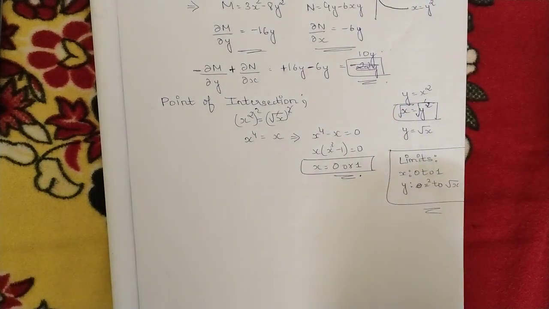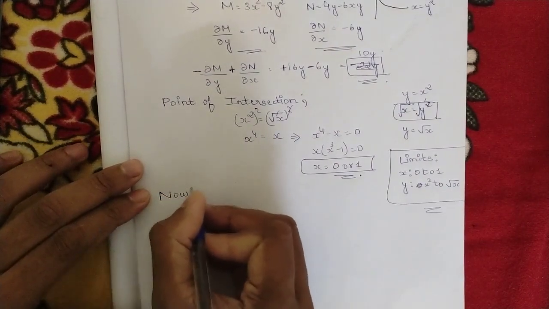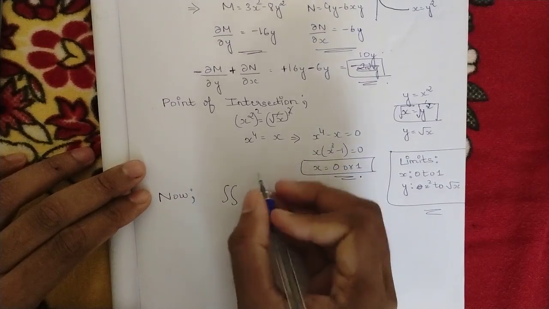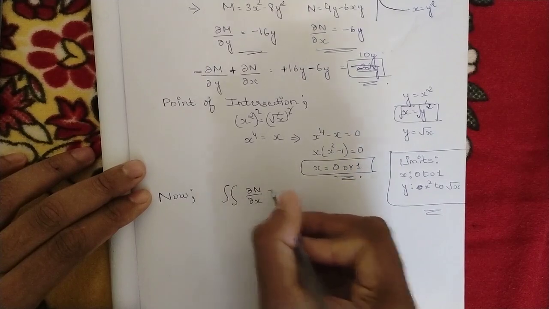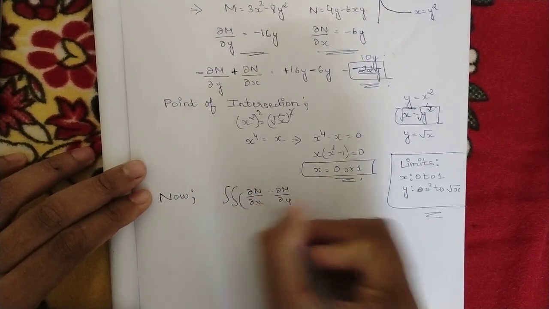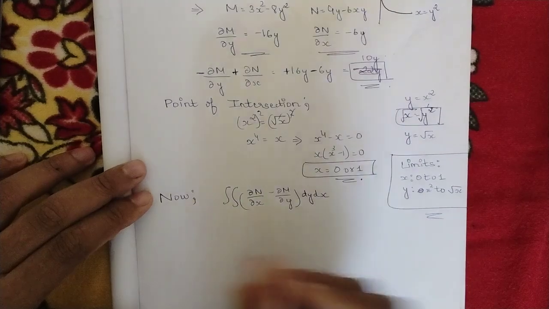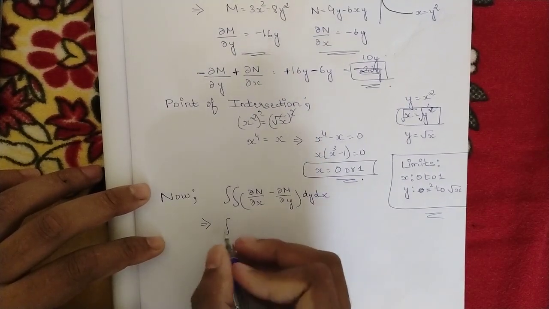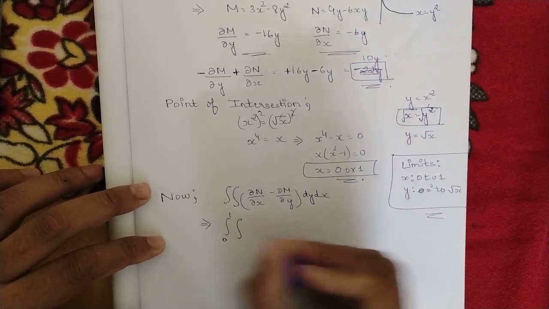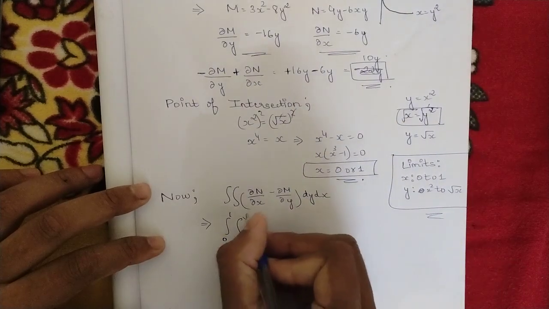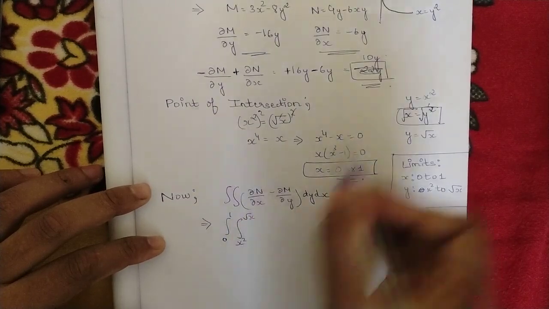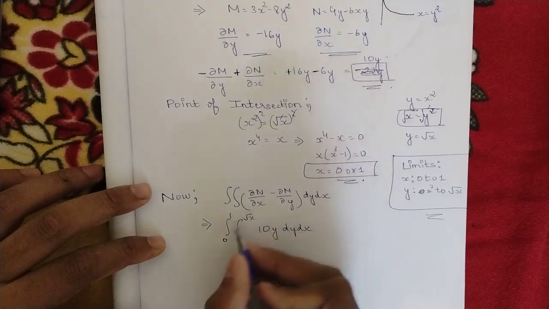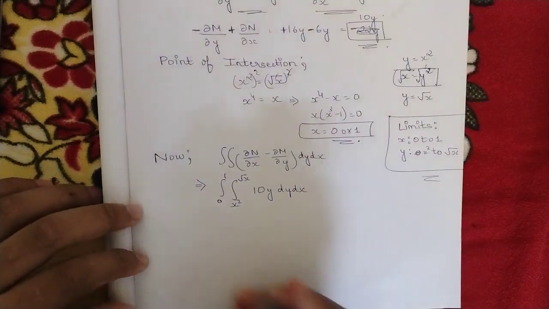Now put it in the formula and solve, that is double integration of dou n by dou x minus dou m by dou y dy dx, right? So let us put that. So outer integral I am putting of x now 0 to 1, and inner integral I am putting of y, that is x square to root x. So this we have solved it here, we have got it as 10y. Okay, write that 10y dy dx. Okay, first we should be solving the inner integral, the first integral. Let us solve that.